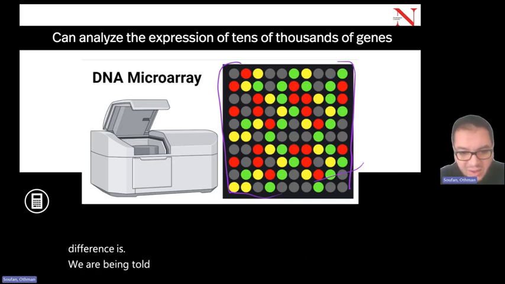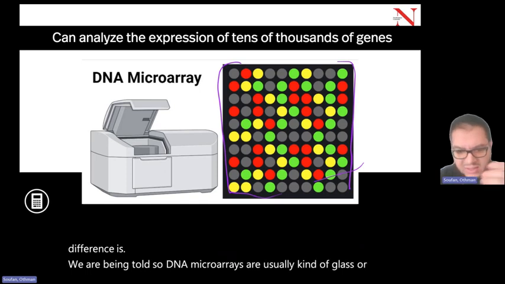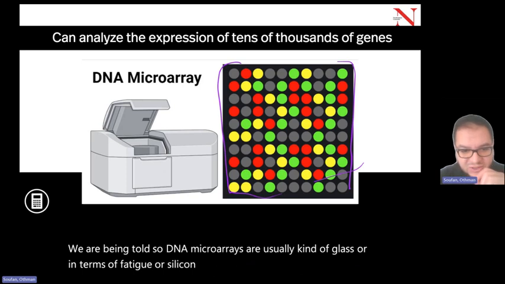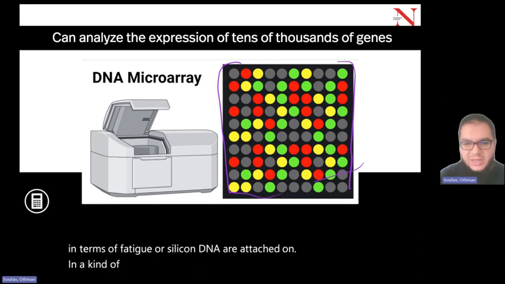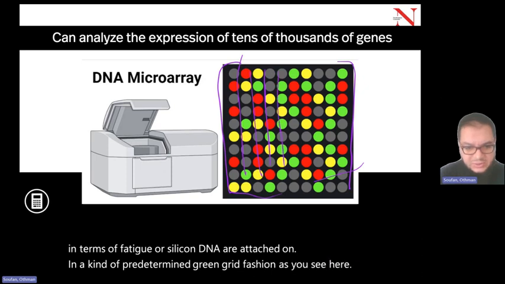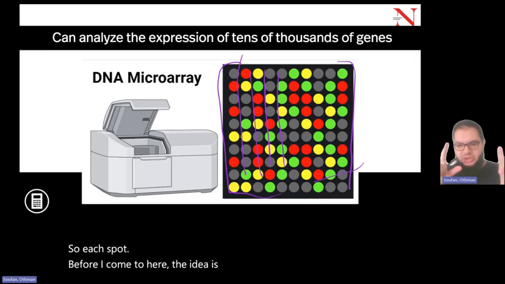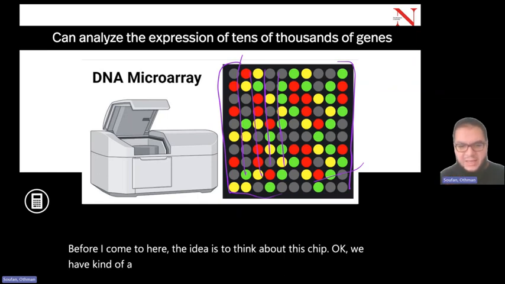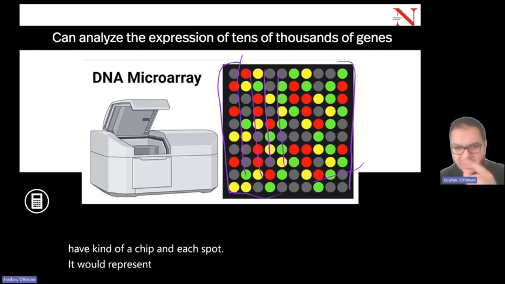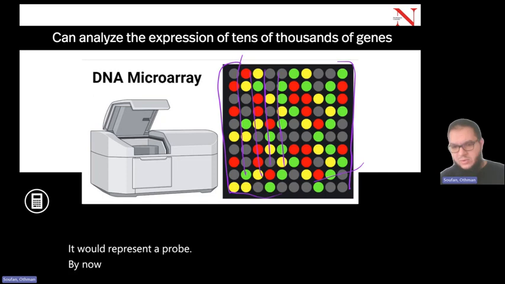So DNA microarrays are usually made of glass or silicon in terms of material. DNA is attached in a predetermined grid fashion, as you see here. So each spot, before I come to here, the idea is to think about this chip. We have a chip, and each spot will represent a probe. By now, we probably know what a probe is.